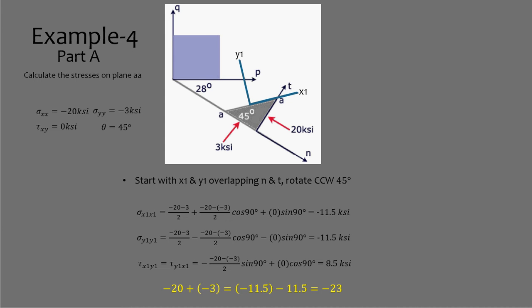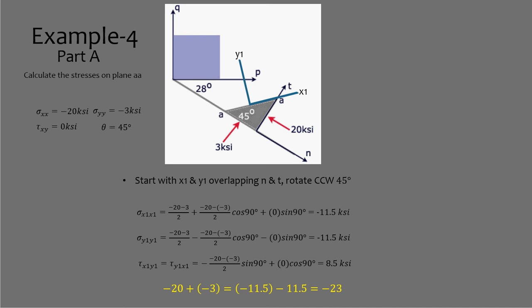So we can plug in all this information. Sigma n would be -20, sigma t would be -3. The shear stress is 0, and theta is 45 degrees. We're plugging into our stress transformation equations, and we find sigma x1 to be -11.5, sigma y1 -11.5, and then a shear stress of 8.5 ksi. And you can see I've already added the two normal stresses together, and they both come out to the same value.